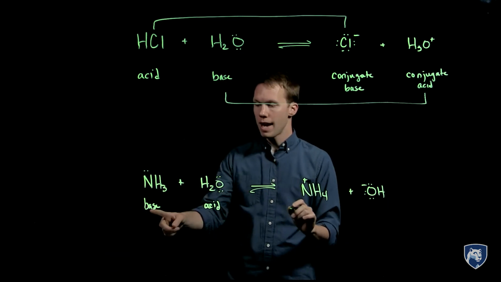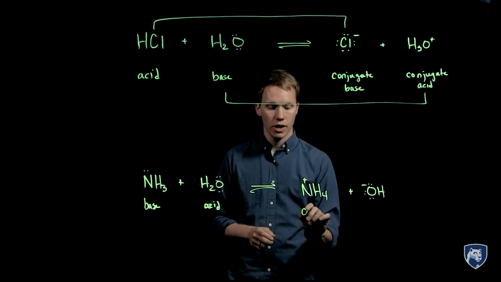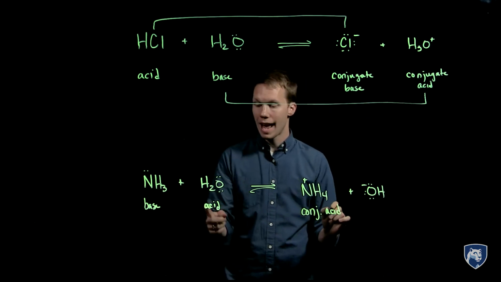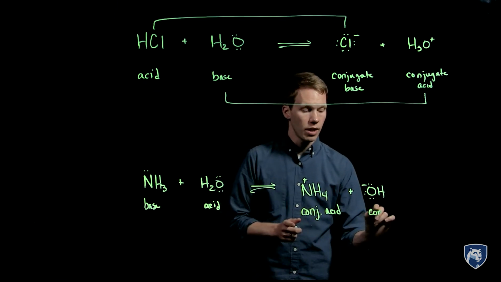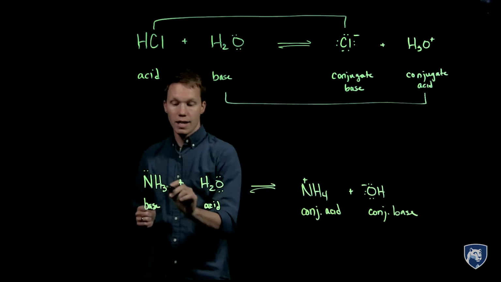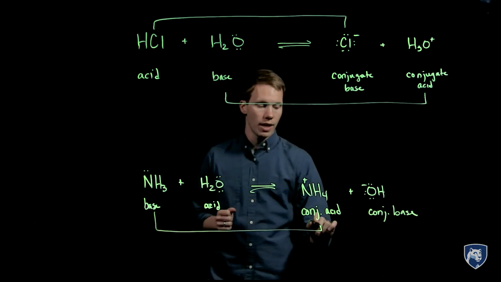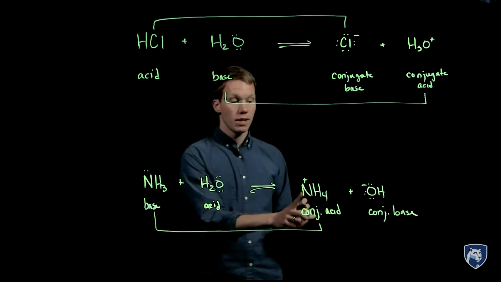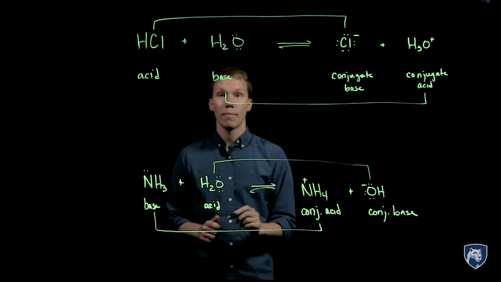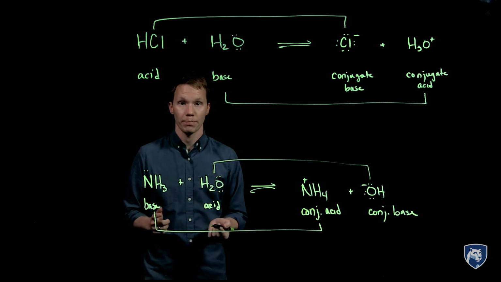Okay, so the base produces the conjugate acid. I'll just abbreviate it. And the acid produces the conjugate base. Okay, so again, the base is related to the conjugate acid by the addition of a proton, and the acid is related to the conjugate base by the loss of a proton.